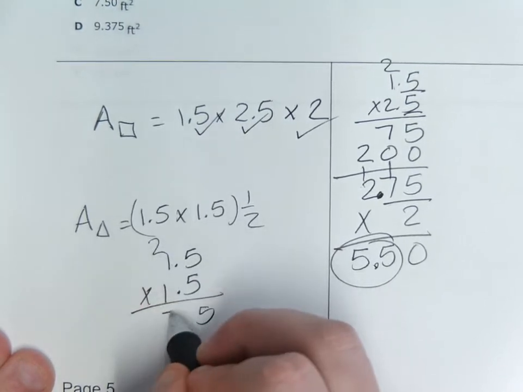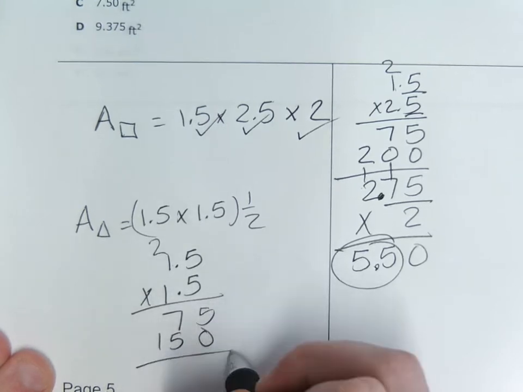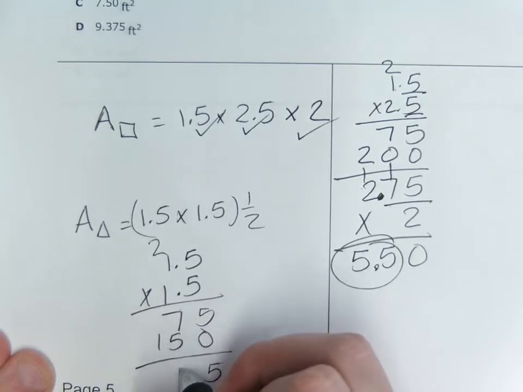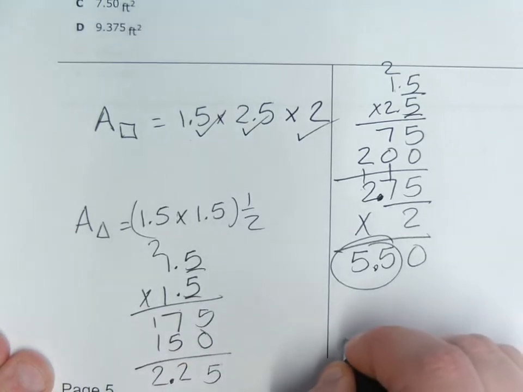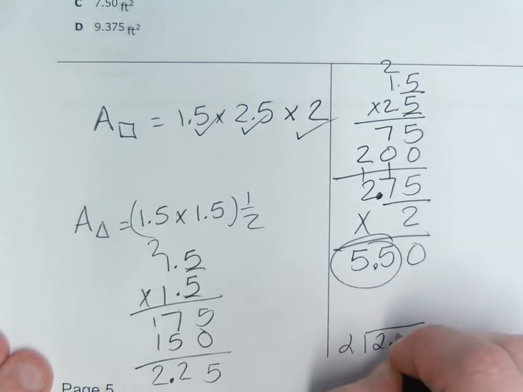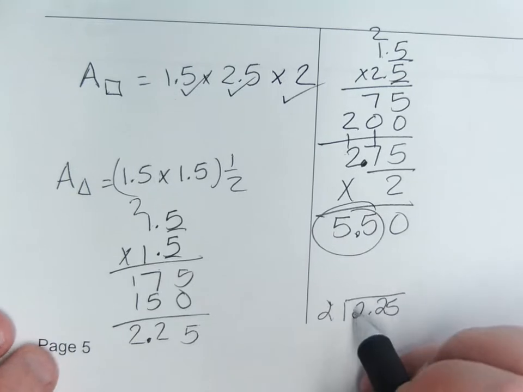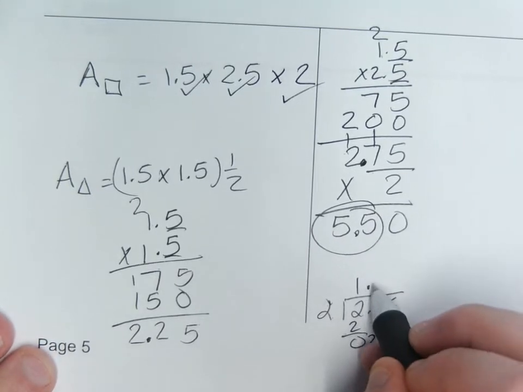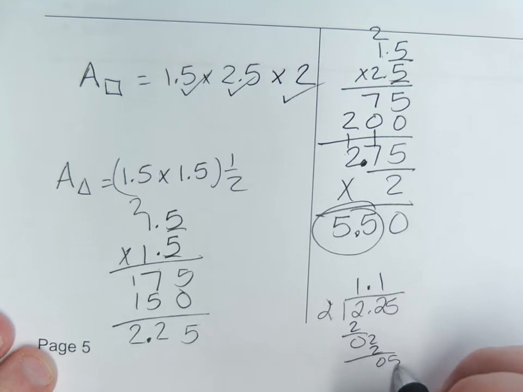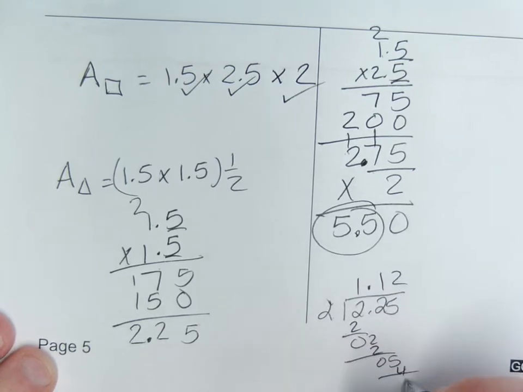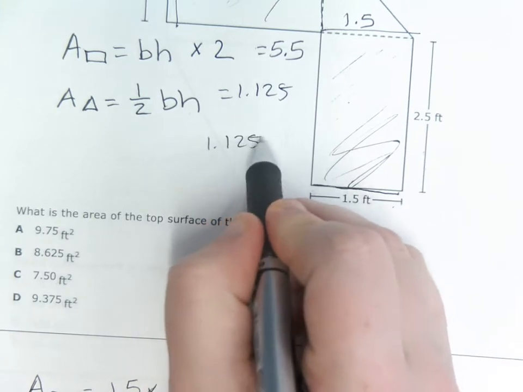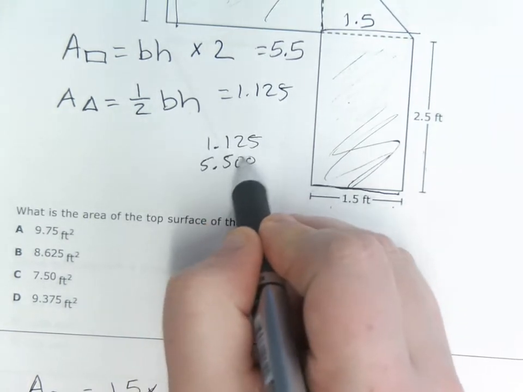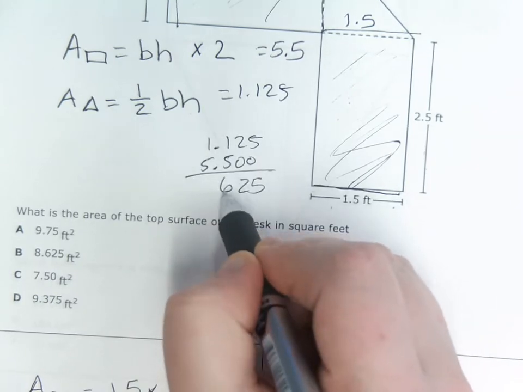25, 5, 6, 7, 5, 1, 5, 7, 12, 2. And 1, 2, 1, 2, 2.25. And then divide by 2. 2 goes into 2.25. Okay, so 2 goes into 2 once. 2 goes into 2 once. 2 goes into 5 twice. 2 goes into 10 5 times. So that is 1.125. So I'm going to do 1.125 plus 5.5, line up my decimals, 5, 2, 6, 6.